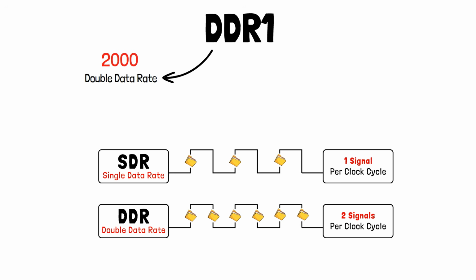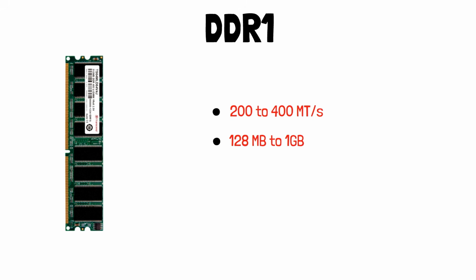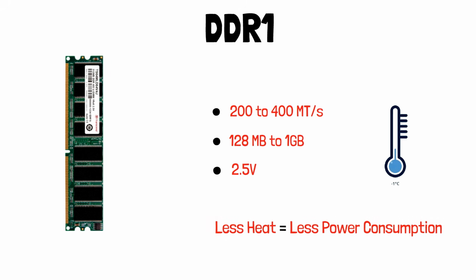DDR1. Around the year 2000, we got DDR1, or double data rate memory. The key improvement was in the name. DDR could transfer data twice per clock cycle, once on the rising edge and once on the falling edge. DDR1 typically ran at 200 to 400 MT per second, with common capacities ranging from 128 megabytes to 1 gigabyte per stick. Voltage dropped slightly to around 2.5 volts, helping reduce heat and power consumption.